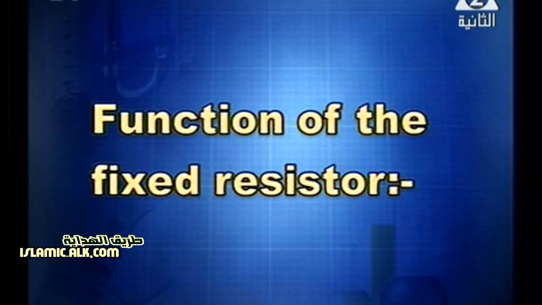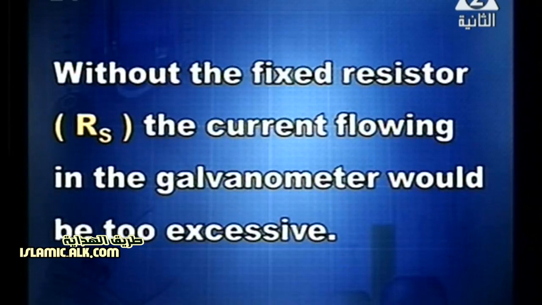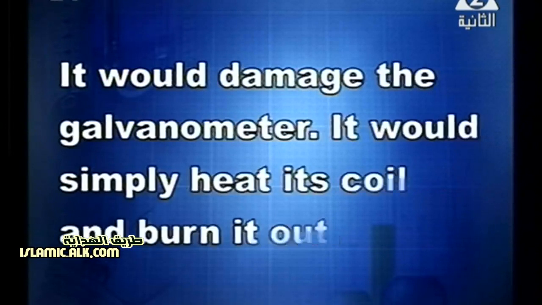First of all, what is the function of the fixed resistor? Without the fixed resistor, without RS, the current flowing in the galvanometer would be too excessive. Without RS, the current would be so high. The current would be too excessive. It would damage the galvanometer. It would simply heat its coil and burn it out.